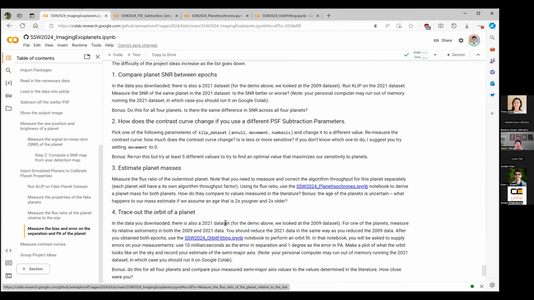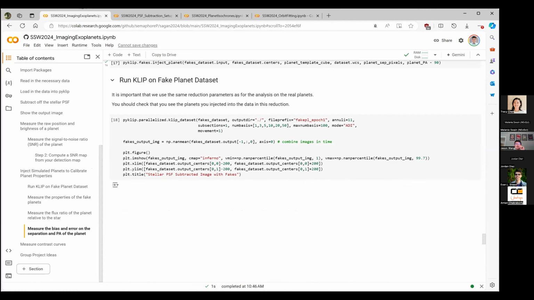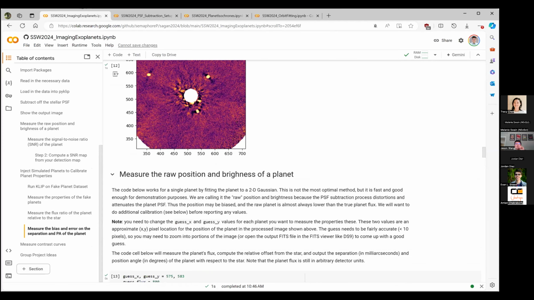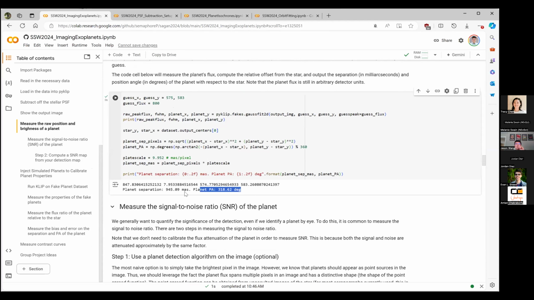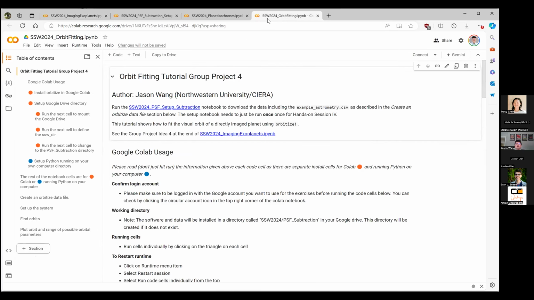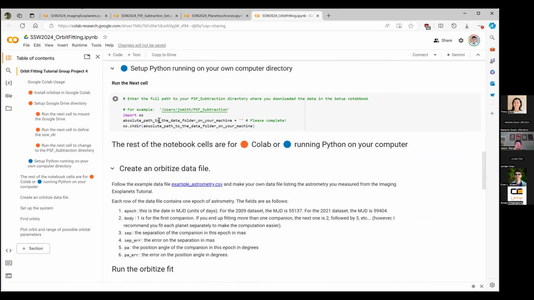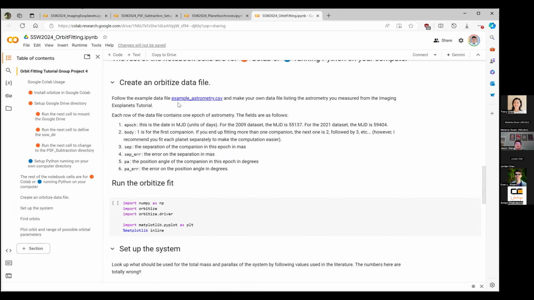And then once you have the separation and PA of the planet in both the 2009 and 2021 epoch, all you're trying to get from this notebook is basically these values. Once you have those values, you can then open up the orbit fitting notebook. You can set up the orbit fitting notebook as you can see here. And the main thing you'll need to do is create an orbitize data file.